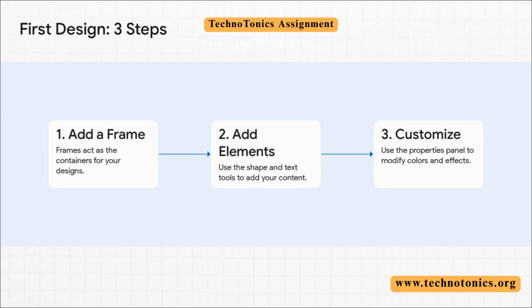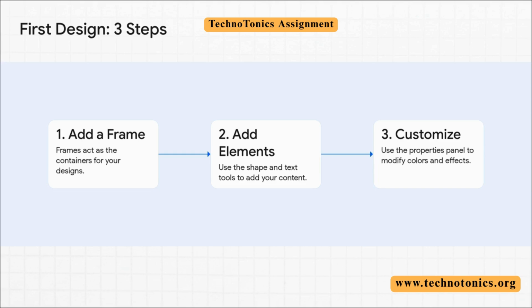So, every great design starts with these basic building blocks. First, you add a frame. Just think of that as your screen, like for a phone or a website. Then, you start adding in the basics, some shapes, some text, and finally, you make it look good. You add your colors, maybe some shadows and effects, and that's it.